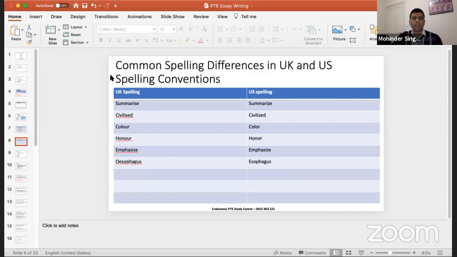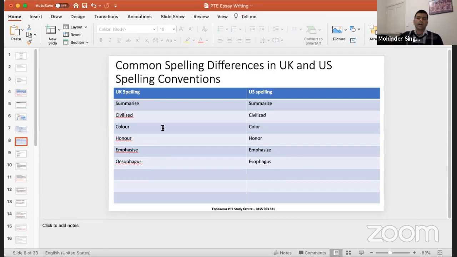I generally recommend the UK spelling convention because most of our students come from India or the Indian subcontinent, and we mostly use the UK spelling convention. But we also have students from the Philippines. We also have students from the Middle East. So I ask them to stick to the spelling convention they used in their original country so that you are less likely to make spelling errors.